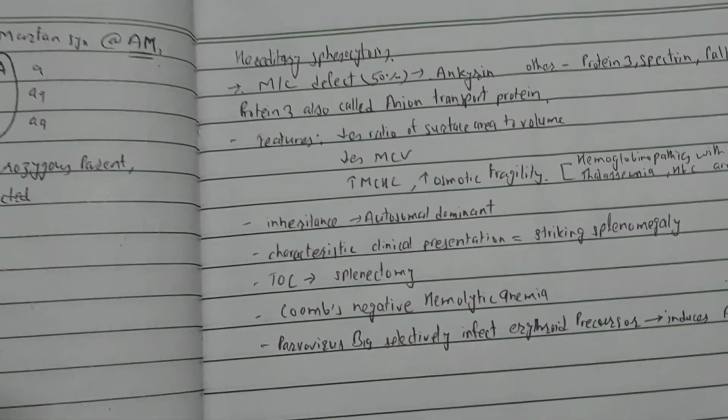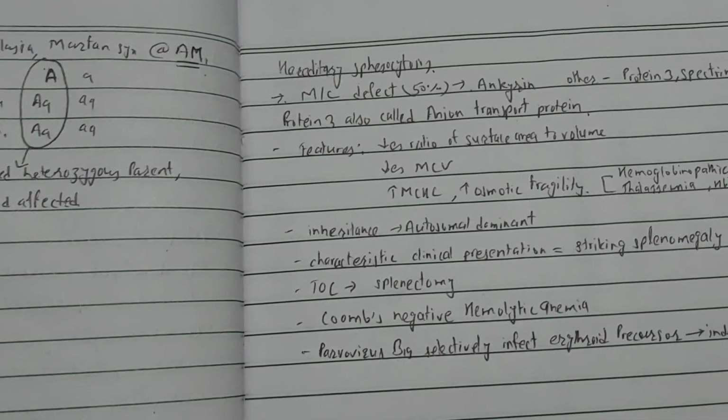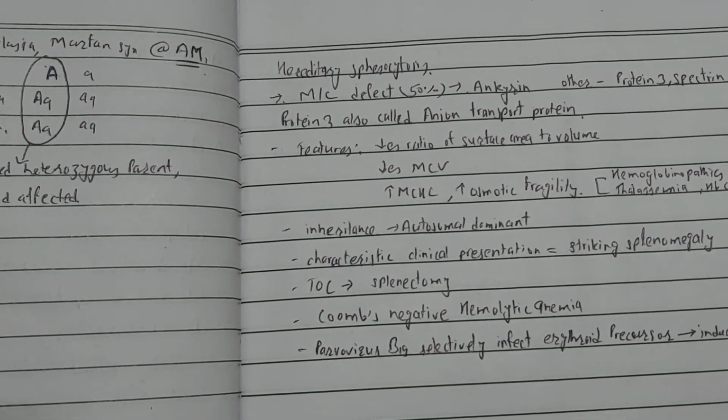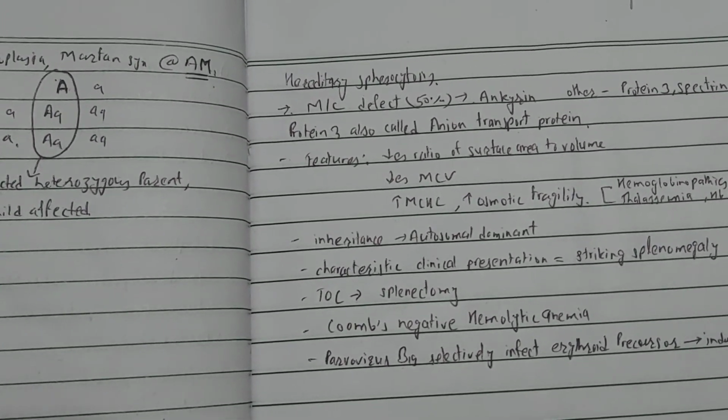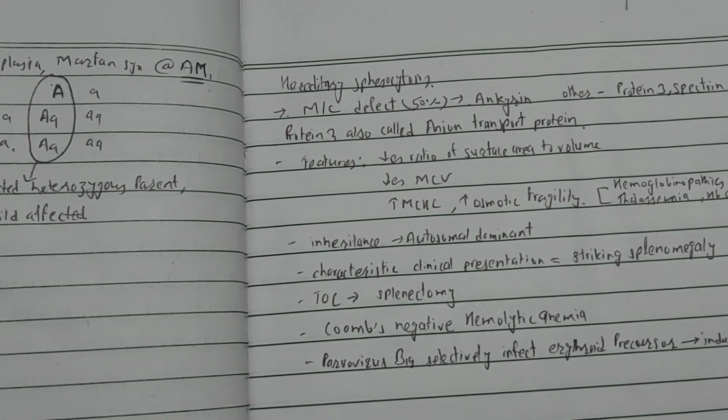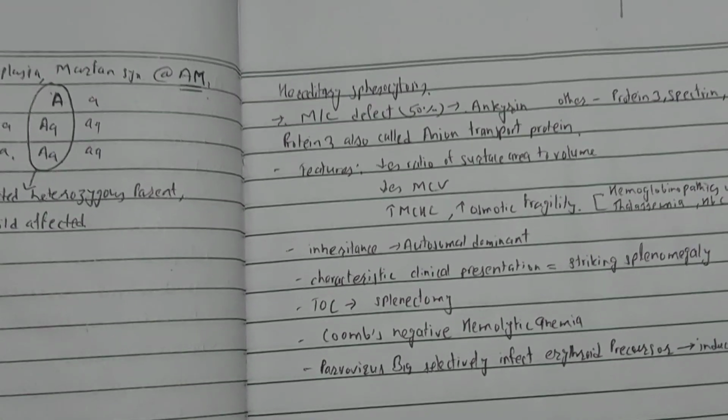What is the treatment of choice? Treatment of choice is splenectomy. And what is the characteristic clinical presentation? Strikingly, splenomegaly.